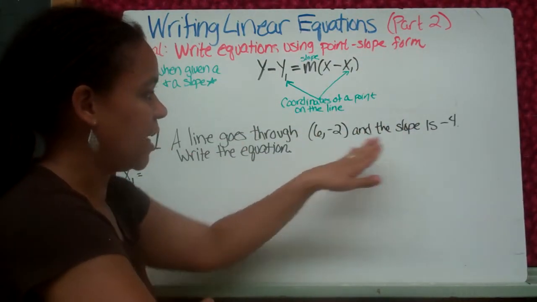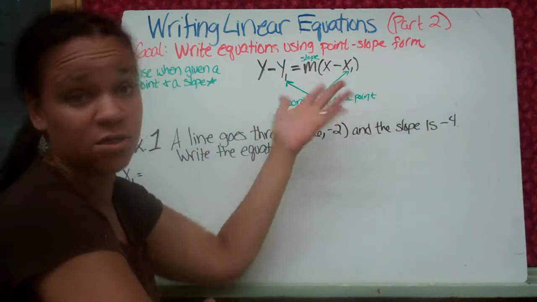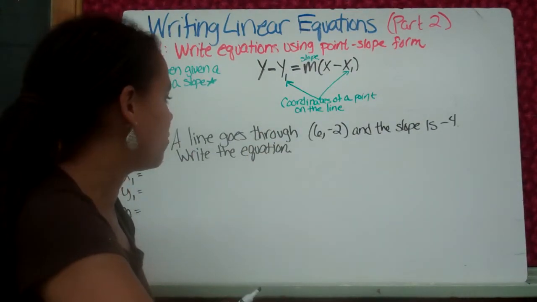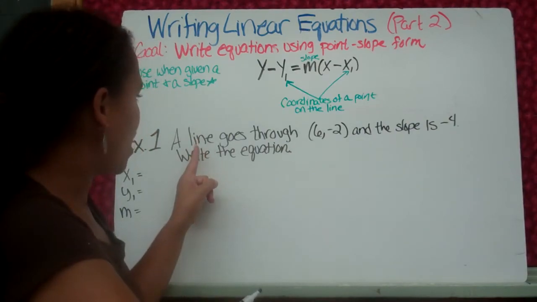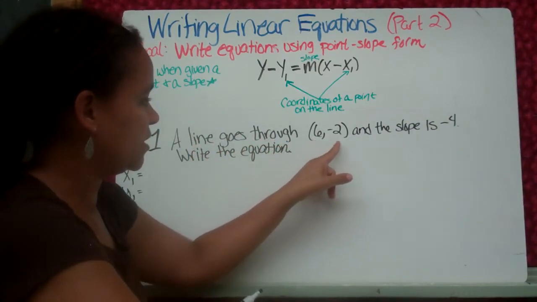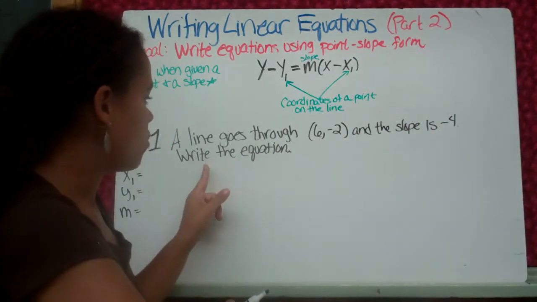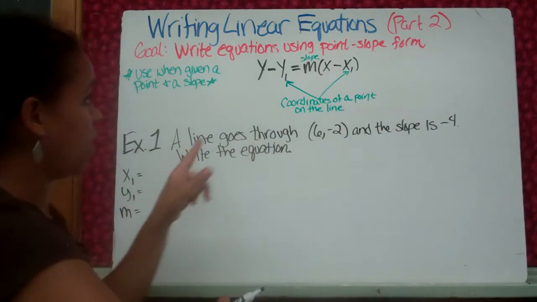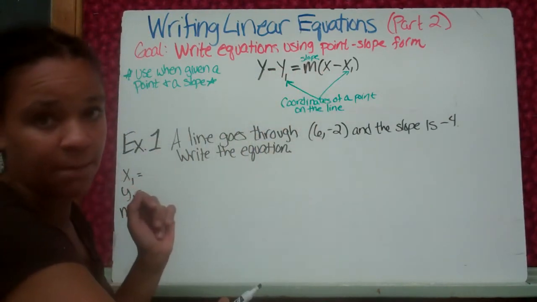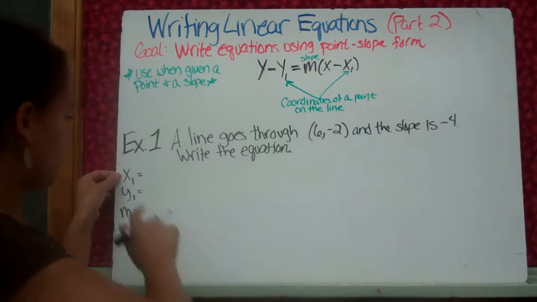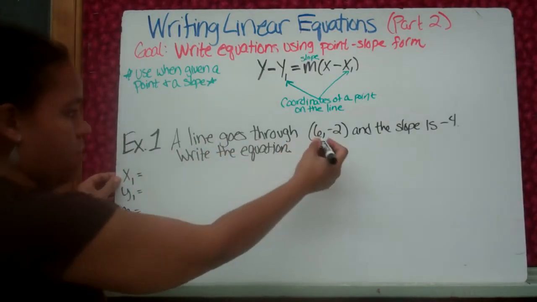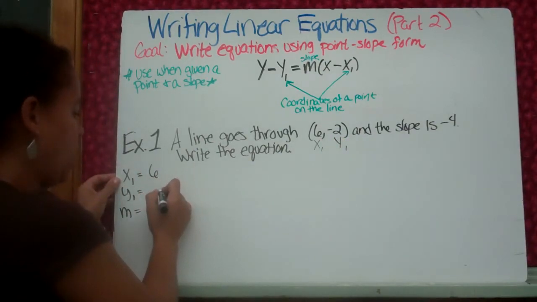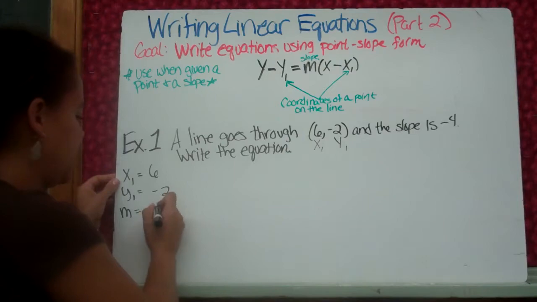So if you're given a point and the slope of a line, sometimes it's easier to just plug it into this formula and solve it, and you'll get your equation in slope-intercept form. Okay, so a line goes through the point 6, -2, and the slope is -4. Write the equation. Well, if we want to write it in point-slope form, we need the x1, the y1, and the m. So in point-slope form, x1 is going to be, we only have one x and we only have one y, so 6. y1 is -2, and our slope is -4.